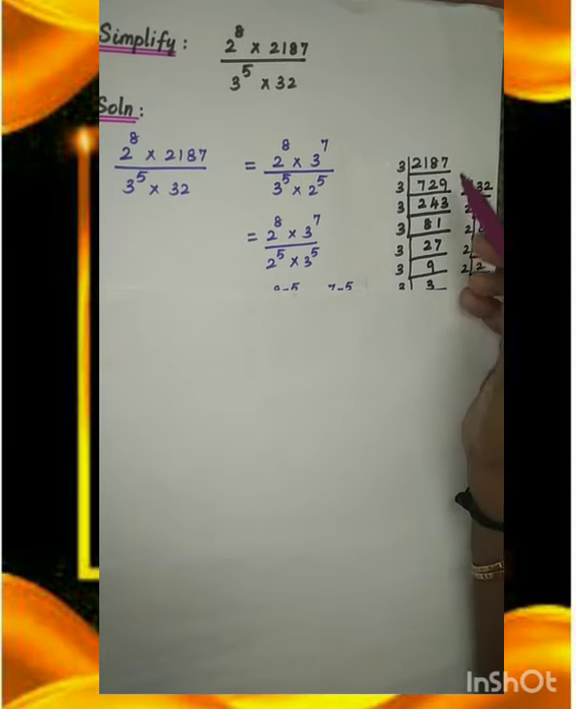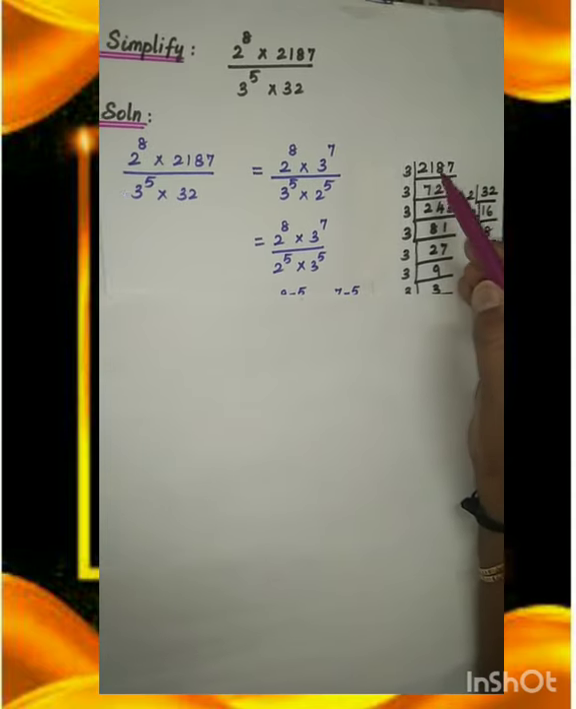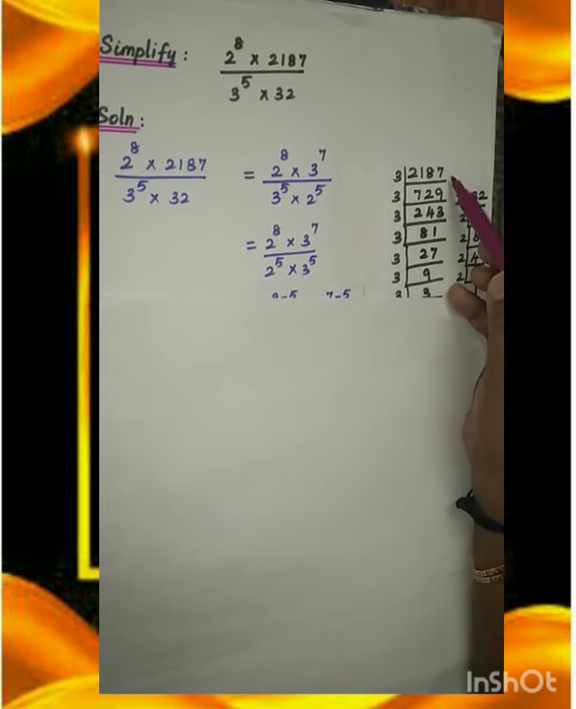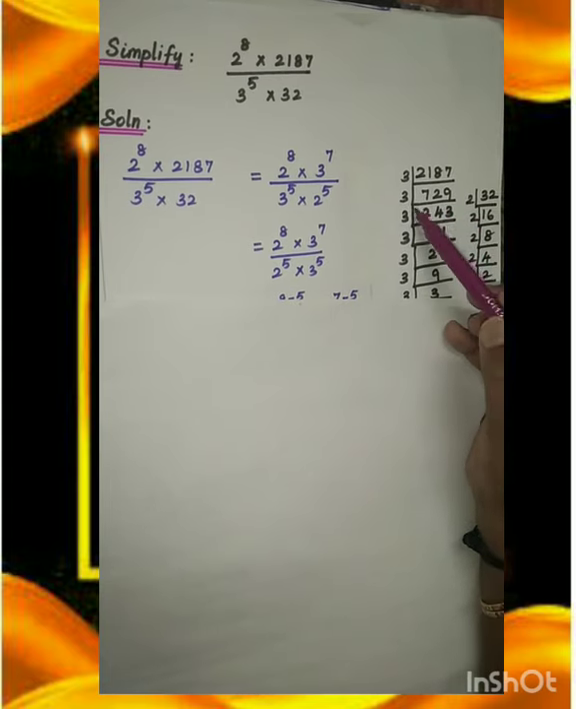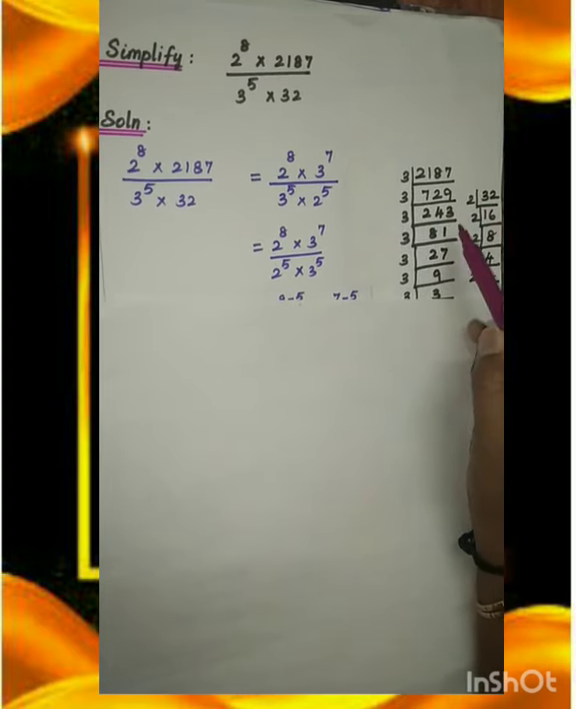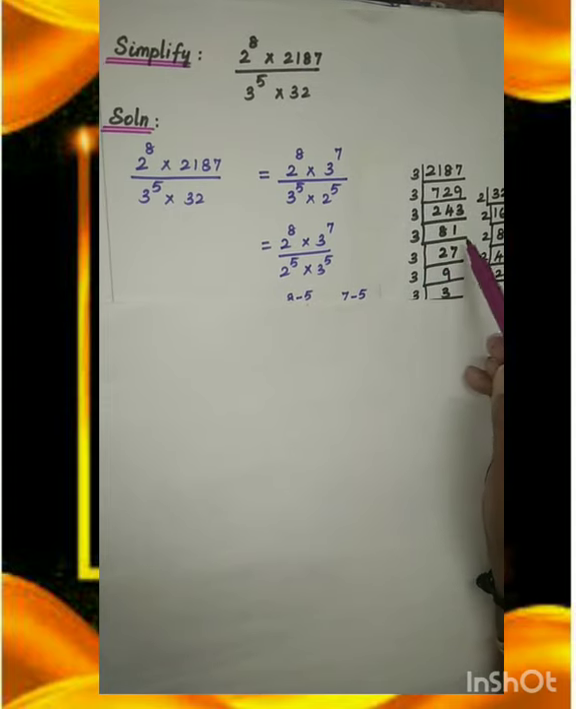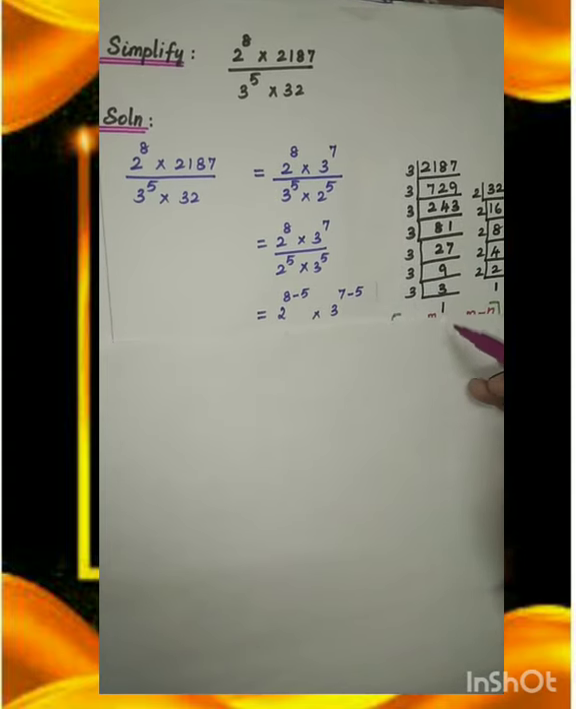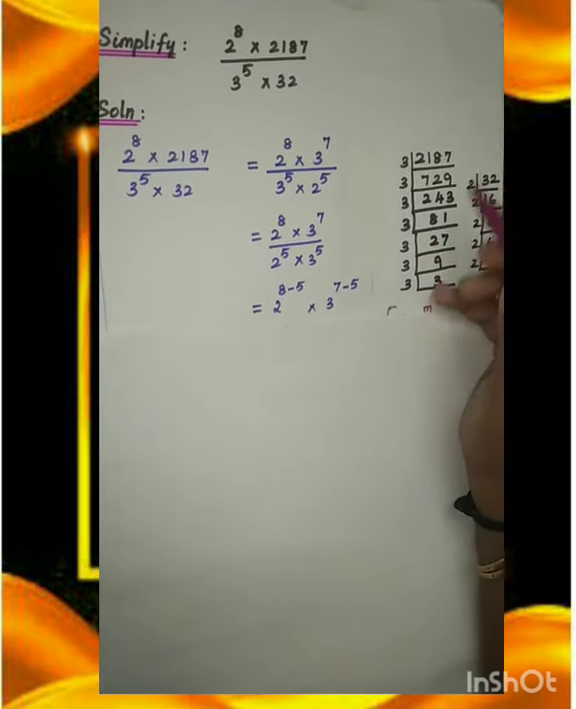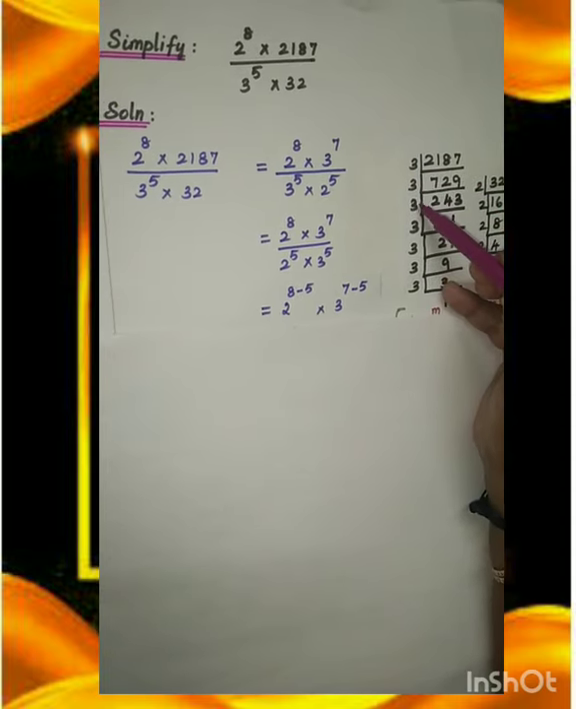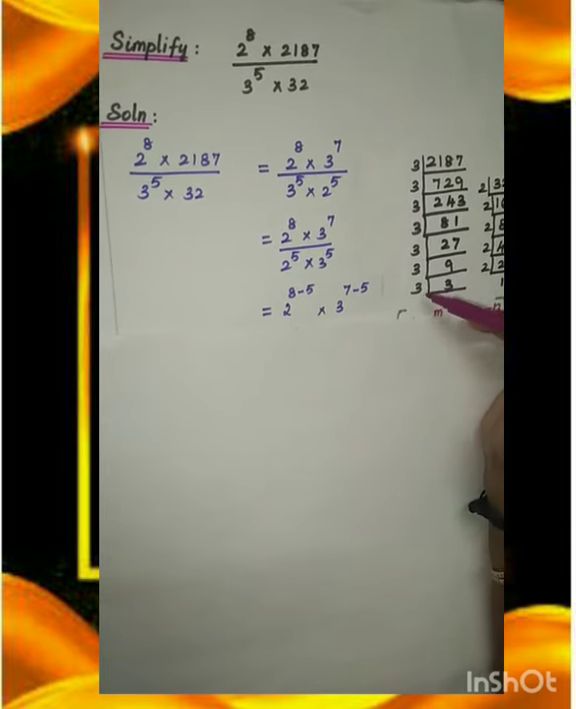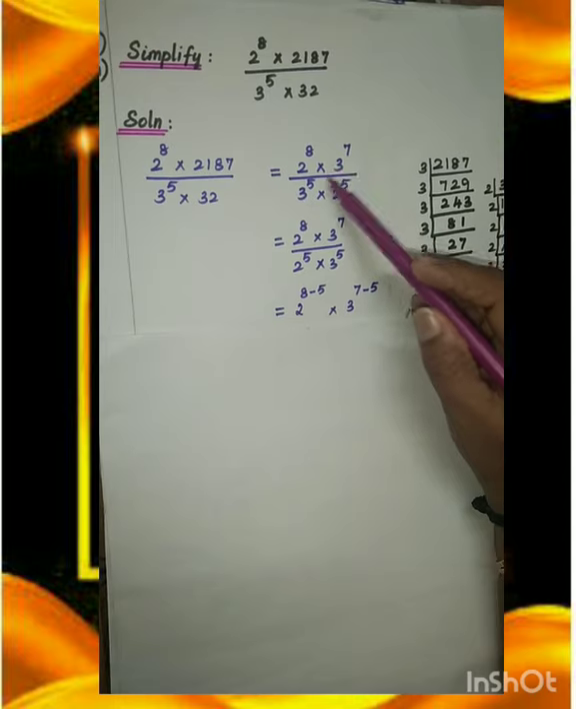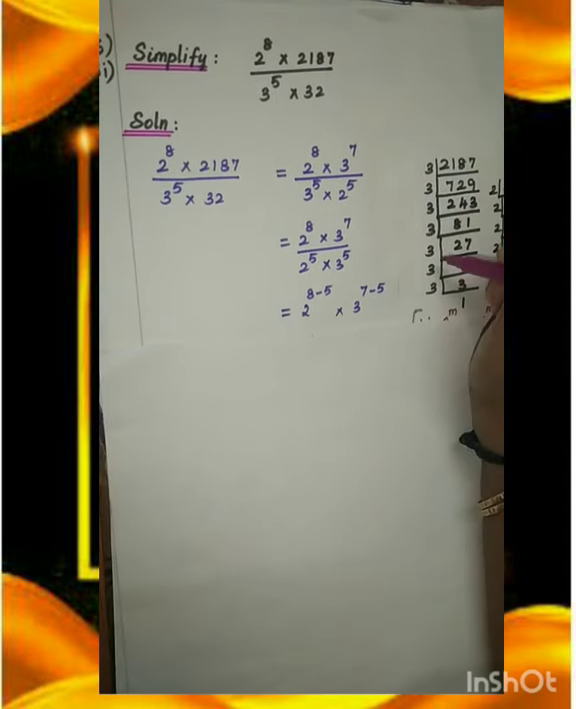Here the factors we have found. So 2187 is divisible by 3. So 729 3s are 2187. Then 243 3s are 729. Then 81 3s are 243. 27 3s are 81. 9 3s are 27. 3 3s are 9. Then 3 1 is 3. So totally how many 3s are there? The factors are 1, 2, 3, 4, 5, 6, 7. So totally 7 3s are there. So we have written 2 power 8 into 3 power 7.